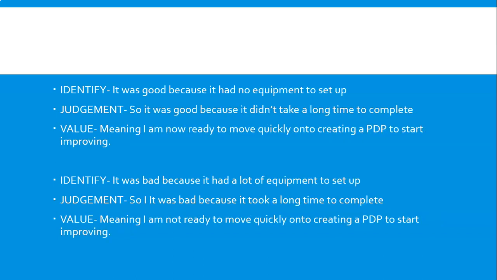Here's the next one, and that is where if you were identifying it was good because you had no equipment to set up. Unless you've got a good old wind-up computer that took ages to do, but I would assume that the majority have taken the positive option here. It was good because it had no equipment to set up. And check out the judgment and the values. Did you get them correctly? And did you get all the detail into your values there? A lot of you in last week's answers were saying, meaning I would be ready to move quickly onwards to work on a game. We're not working on the game, it's moving on to the PDP to start improving. So it's all about your personal development program to start improving. Make sure you've got all that detail. Pause the video here, check and change your answer.